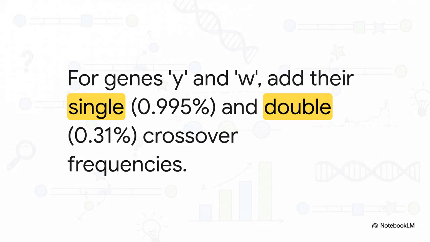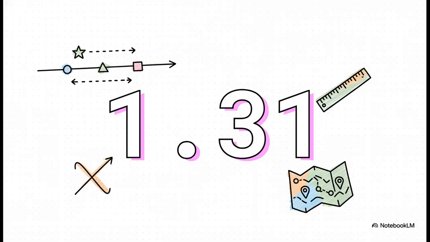Now, we just do the exact same thing for the other pair of genes, Y and W. We find their single crossover group, that was the small one with 32 offspring, or 0.995% of the total. And just like before, we have to add in those 10 double crossovers, because a crossover also happened between Y and W in that group. So we add that same 0.31% again. Add those two together, and you get 1.31%, which means the distance between gene Y and gene W is 1.31 map units. And that's it.